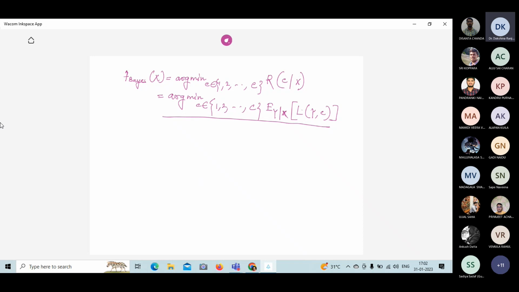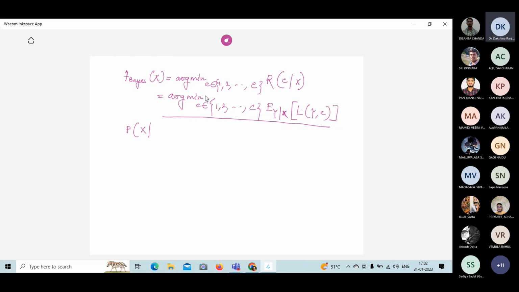Now we'll be talking about the likelihood method. What we know about the likelihood method is that it is used to approximate the likelihood function. So how do we get the likelihood function?